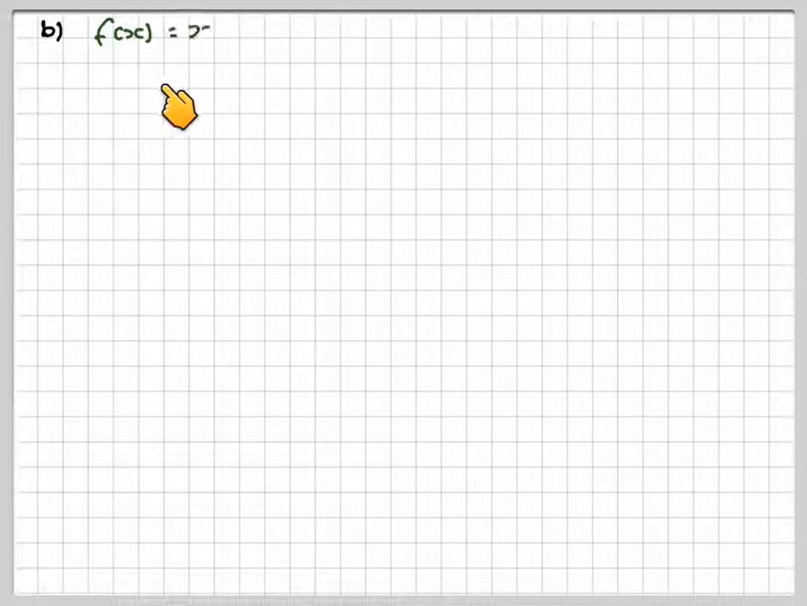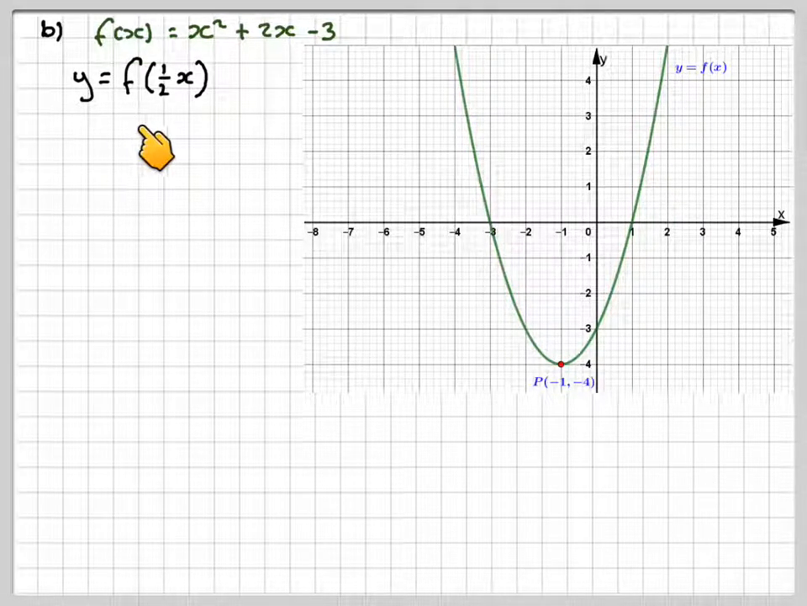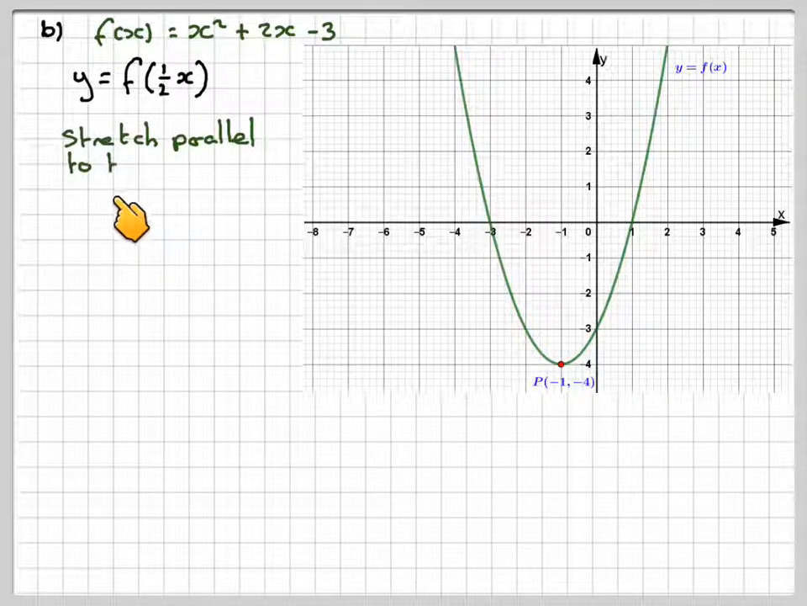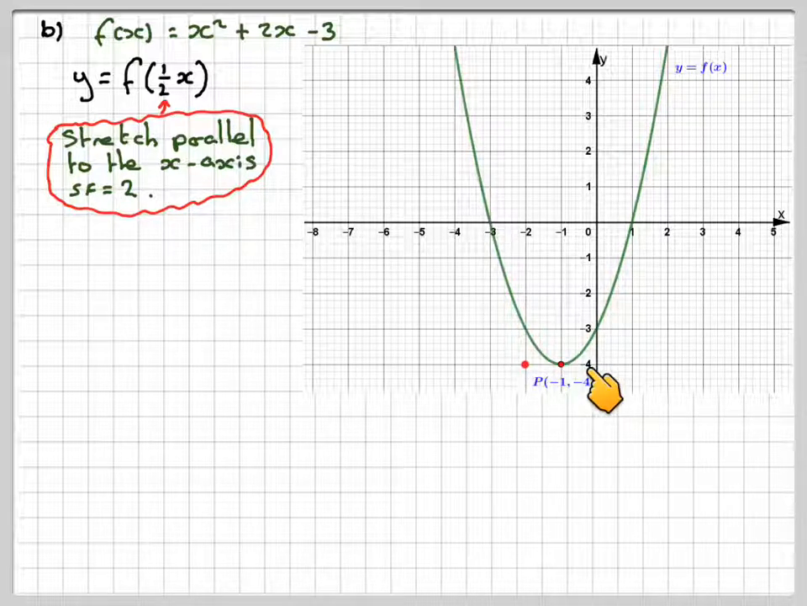Part B, we've got f(x) = x² + 2x − 3, so the same graph. So we've got f(½x). That's a stretch parallel to the y-axis, scale factor 2. So what happens here is, if this is 1 away, then this will now go 2 away. Similarly, this was 2, so it will go 4. This is 3, so it goes 6. And this point at the top here, it is 4, therefore it will go to −8 here.